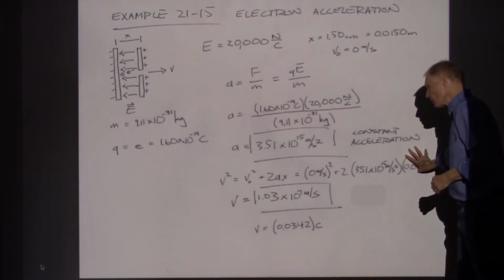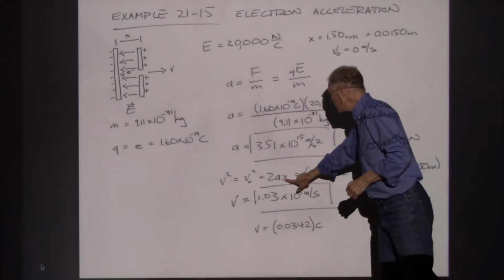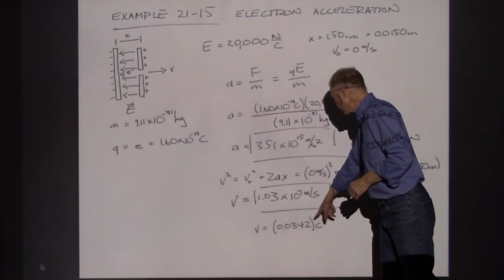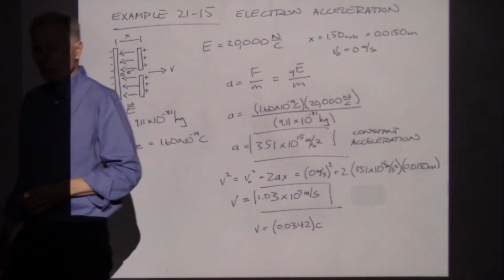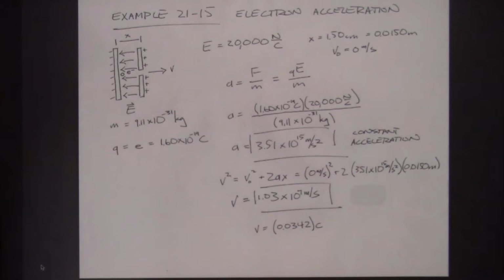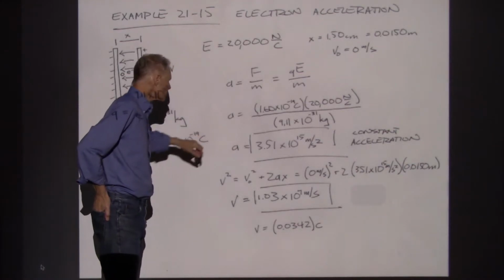We can use formulas from constant acceleration. The v naught was equal to 0. I'm solving for what v will be once we've traveled 1.5 centimeters. That worked out to be 1.03 × 10^7 meters per second, or about 3% of the speed of light. If we get close to the speed of light, we realize the formulas we've been using for kinematics won't work anymore. They'll give us incorrect numbers. We have to use special relativity, which we will. Later in the course, we'll learn about relativity so that we could do these sorts of problems accurately.